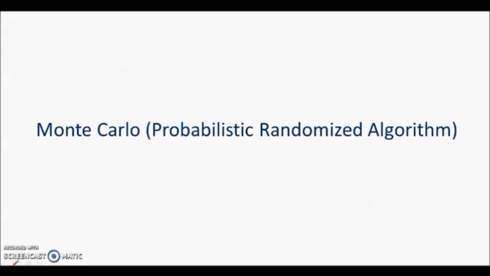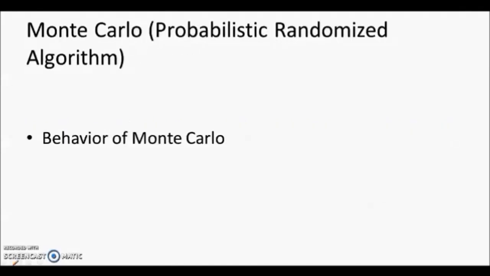Now, let's see Monte Carlo, a probabilistic randomized algorithm. Can you recall the behavior of Monte Carlo? Let's recall it. These are algorithms which always return a result, but the result may not always be correct. We attempt to minimize the probability of an incorrect result, and using the random element, multiple runs of the algorithm will reduce the probability of incorrect results.